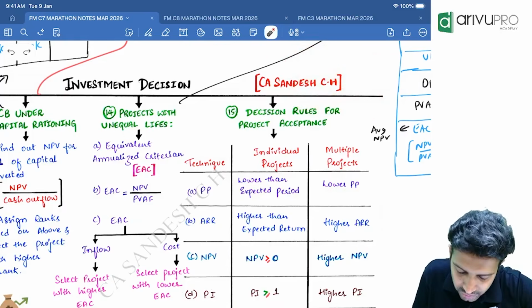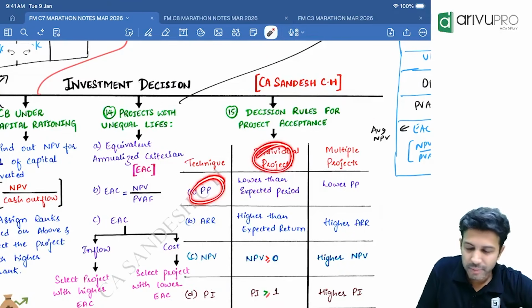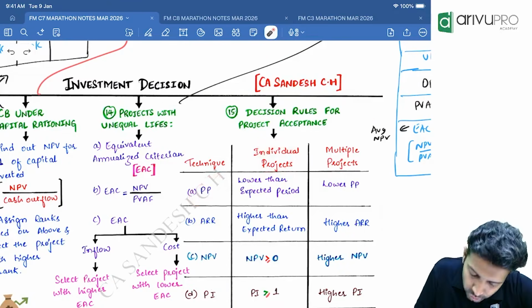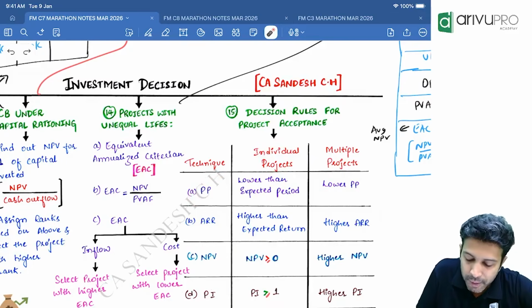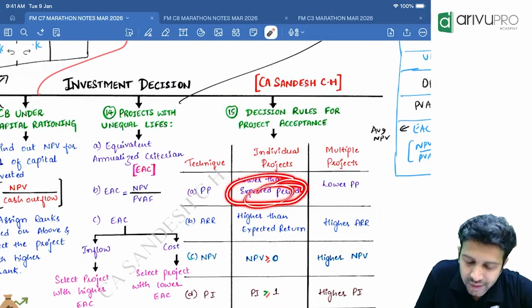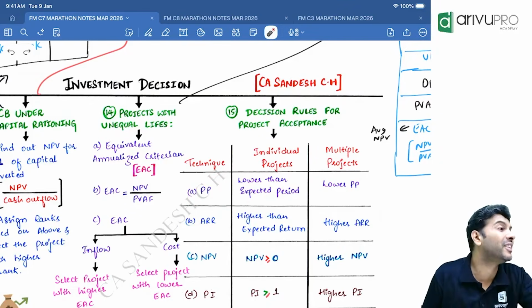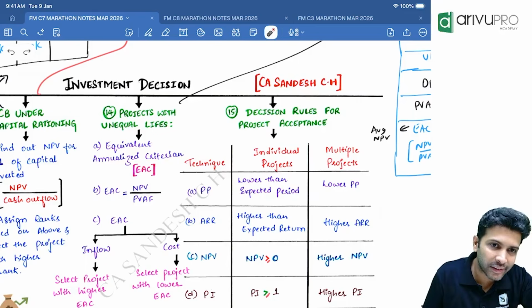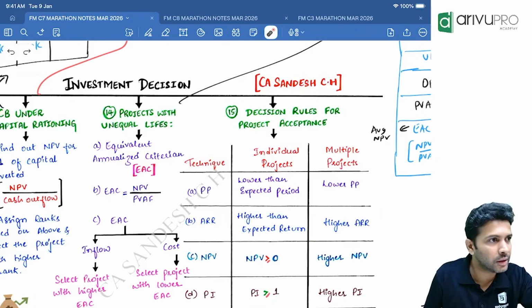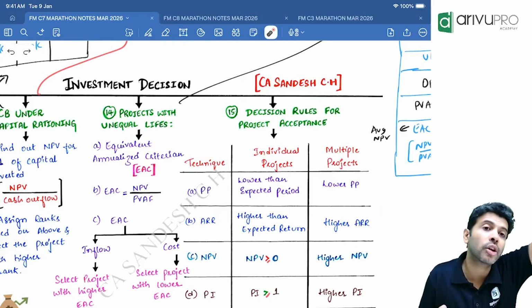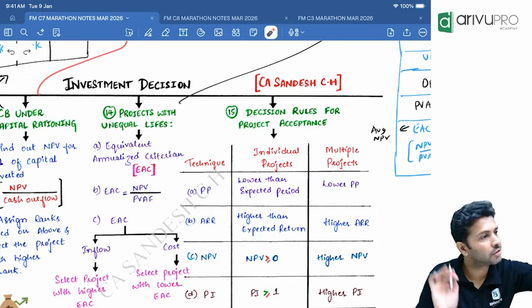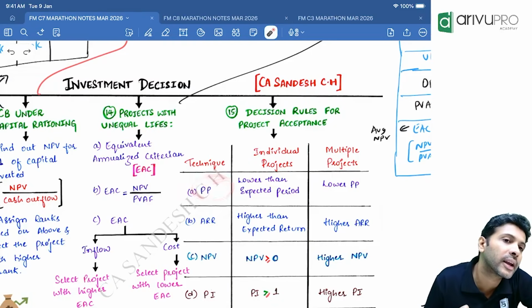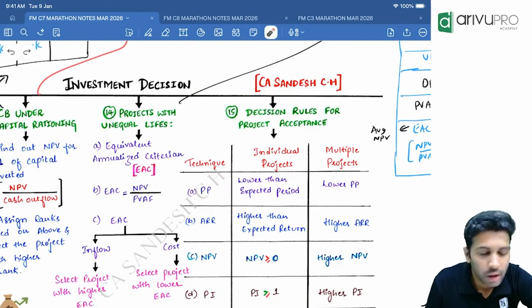That's what I've written over here. If you are doing payback period for an individual project, that project's payback period should be lower than the expected period. Expected period means deadline. If it is lower than our deadline, accept. If it is equal to our deadline, accept. If it is crossing our deadline, reject. That's your individual project's payback period. Any problem? No.